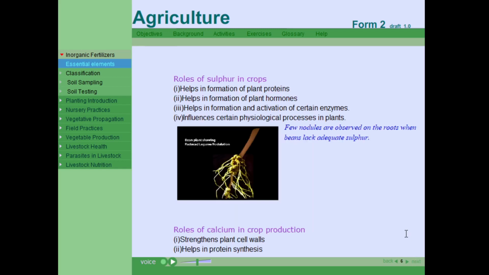Roles of sulfur in crops: helps in formation of plant proteins, helps in formation of plant hormones, helps in formation and activation of certain enzymes, and influences certain physiological processes in plants. Few nodules are observed on the roots when beans lack adequate sulfur.